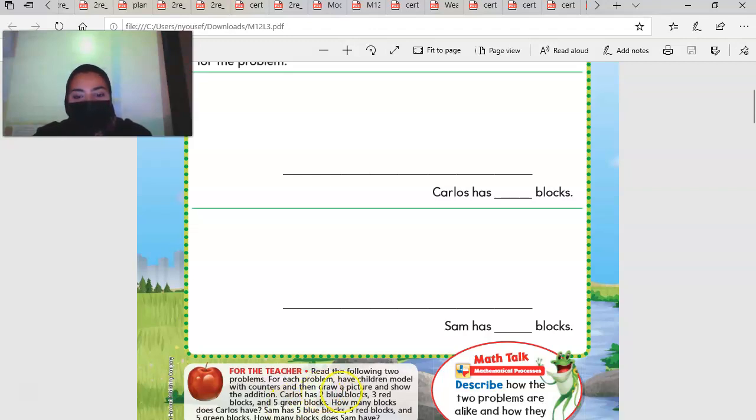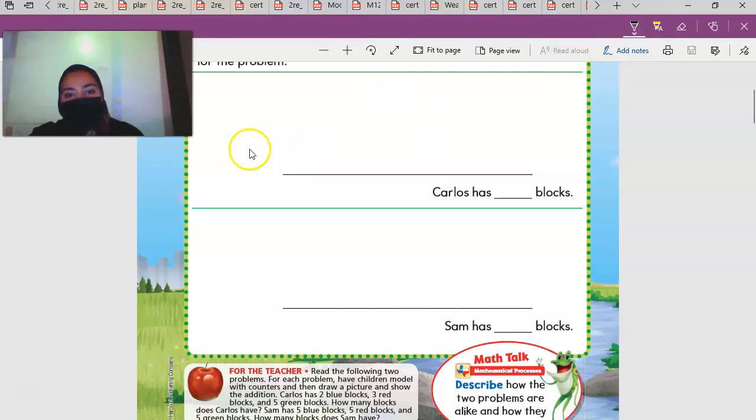Carlos has 2 blue blocks, 3 red blocks, and 5 green blocks. How many blocks does Carlos have? Okay, so let's see. Carlos has 2 blue blocks. So we're going to draw 2. There we go. 2 blue blocks, 3 red blocks, 5 green blocks. How many blocks does Carlos have?